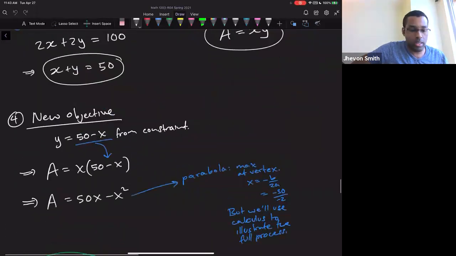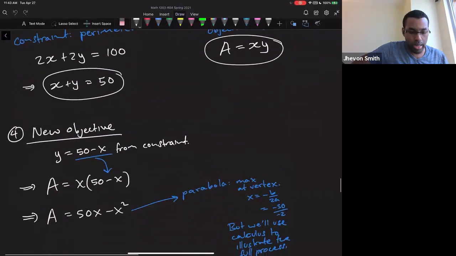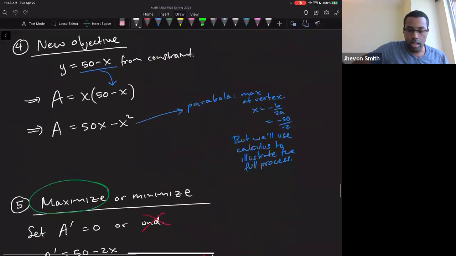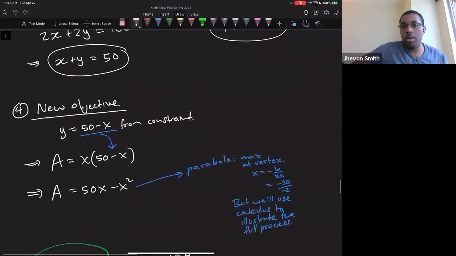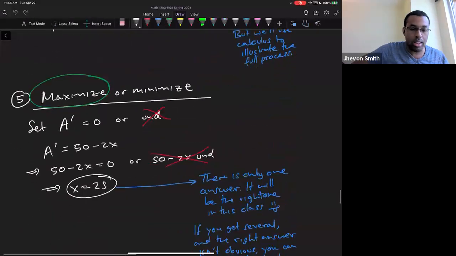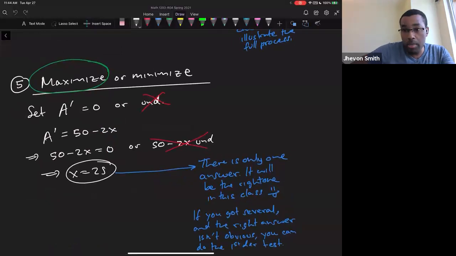We got a new objective by solving for one variable here and plugging it into the area, which here, yes, is a parabola. We could know that the maximum occurs at the vertex, but it won't always be such an equation. You can have something where you don't have some neat little formula that gives you the max or min. So I went through the calculus anyway, so we can maximize it by finding the derivative, set it equal to 0 or undefined. That's the critical points, and we solve for the critical point that we need.